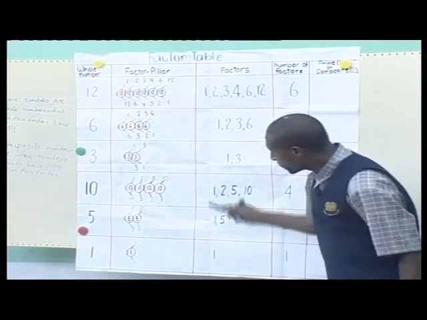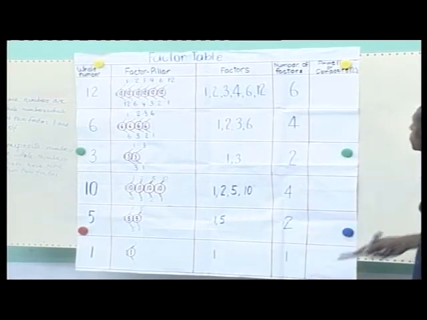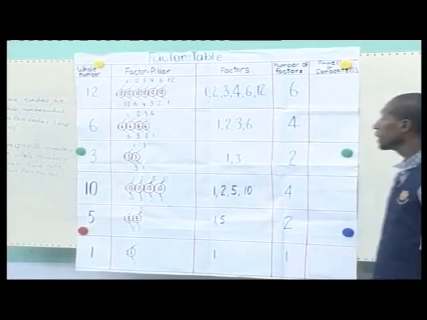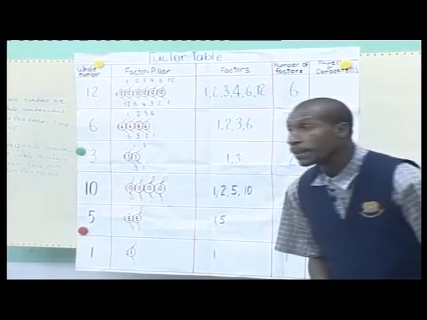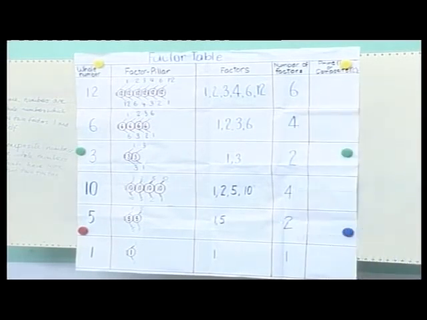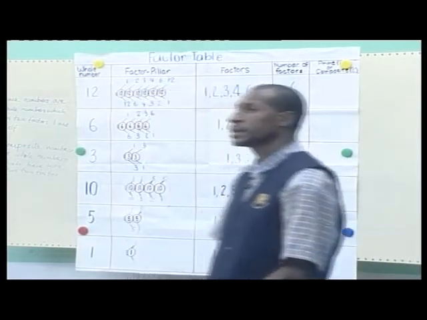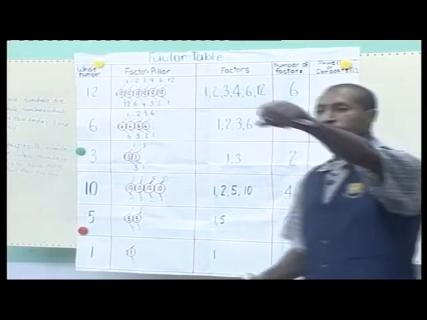Looking at these whole numbers here, identify which whole numbers are composite numbers and prime numbers. Let's start from whole number 12. Is whole number 12 a composite or prime number, students? Why composite? Okay?